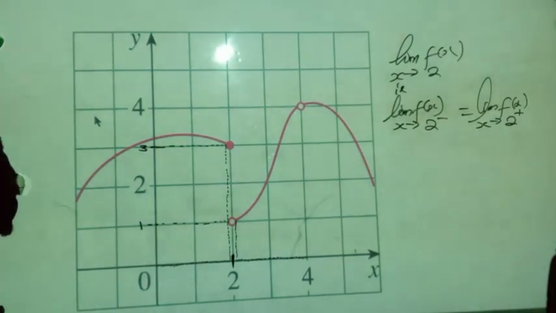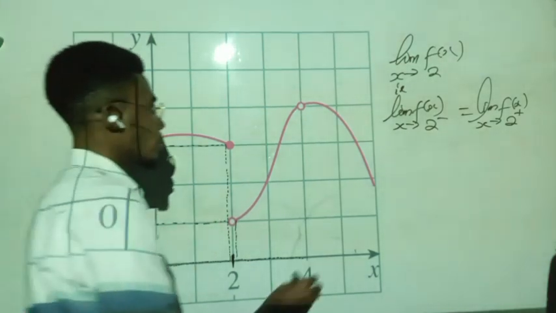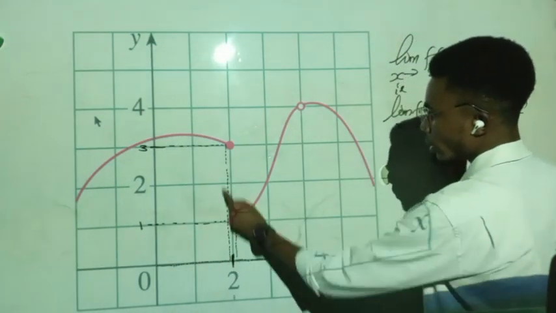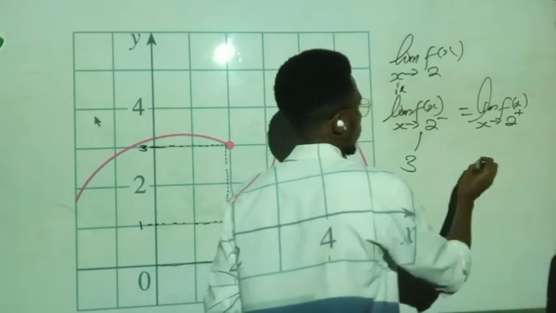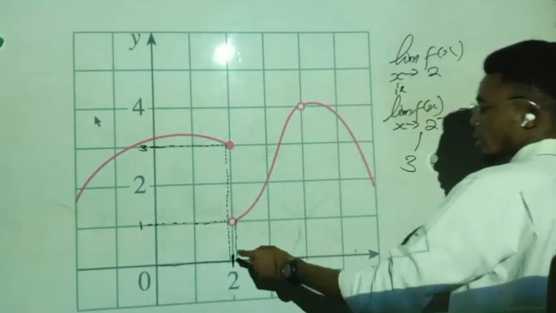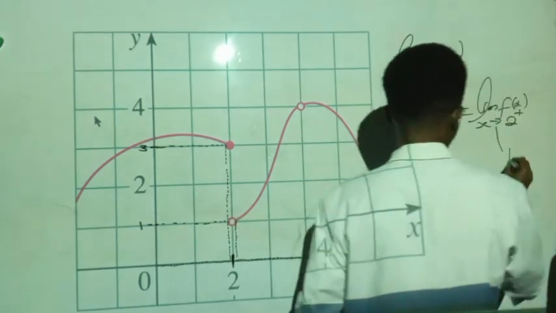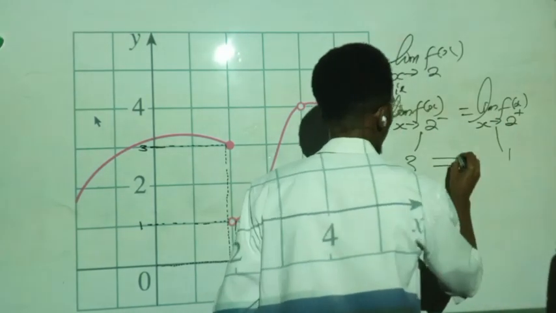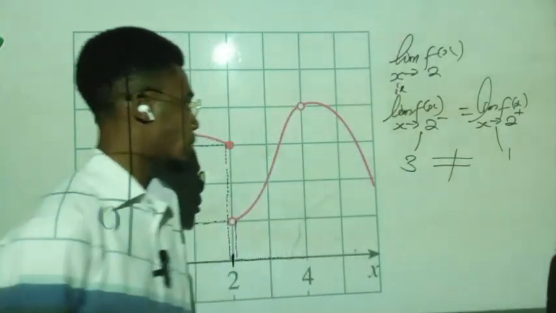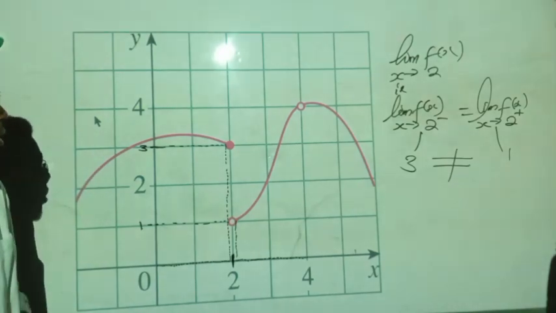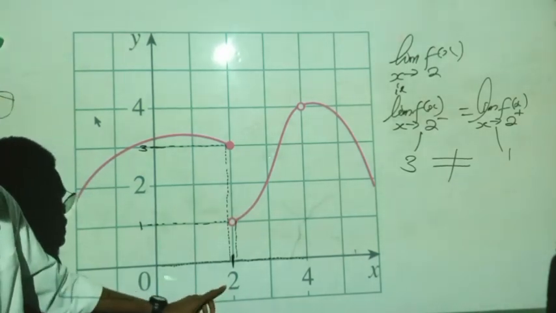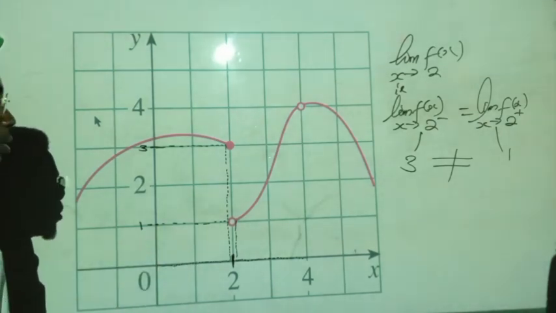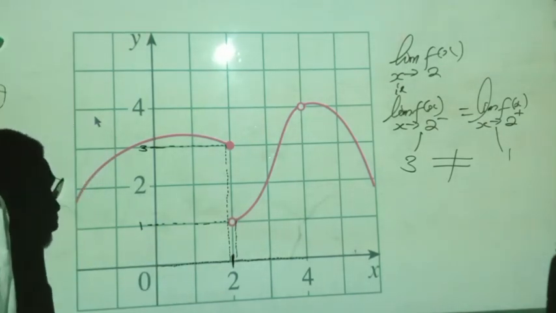That means that the left-hand limit of this function as x approaches 2 is actually 3, while the right-hand limit as x approaches 2 is 1. So in this case, the left-hand limit is not equal to the right-hand limit. So in this case now, we can actually claim that the function is discontinuous at 2. So if the function is discontinuous at 2, then the limit does not exist at 2.